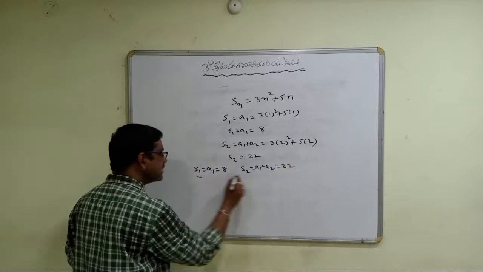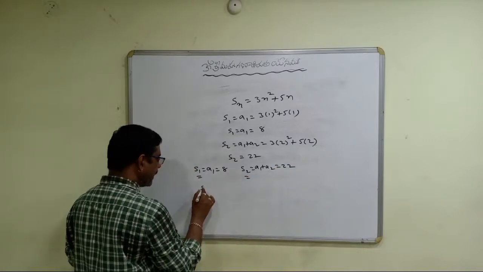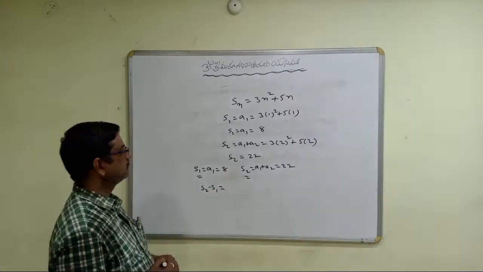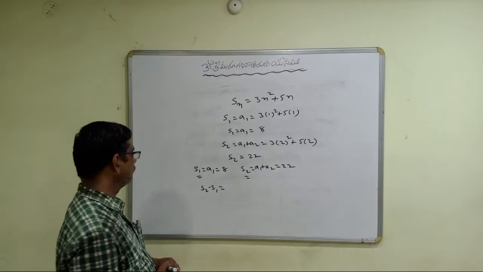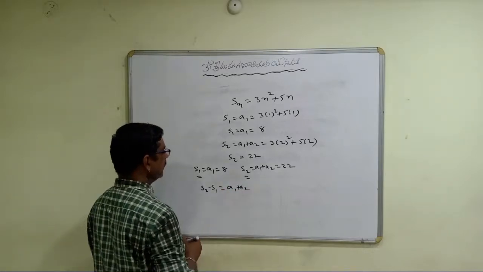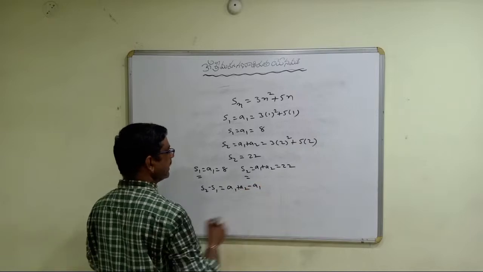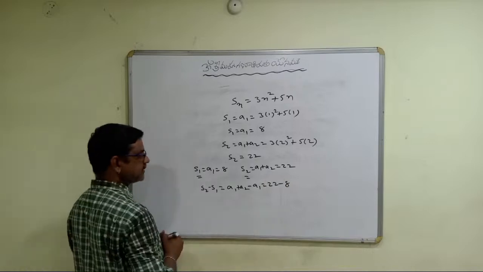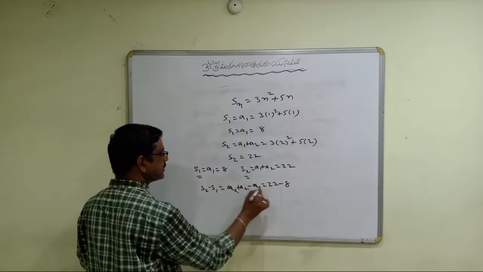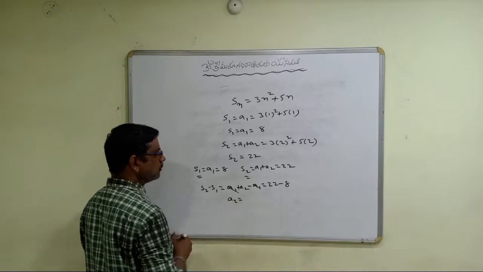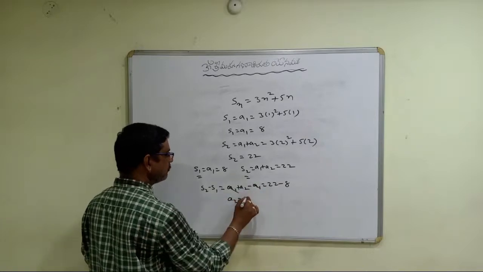If you see these two, what happens if we subtract S2 minus S1? We need to observe. S2 is A1 plus A2 and S1 is A1. So that is 22 minus 8. A1 gets cancelled, and we will get the A2 value: 22 minus 8, 14.